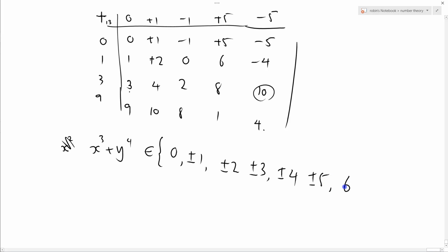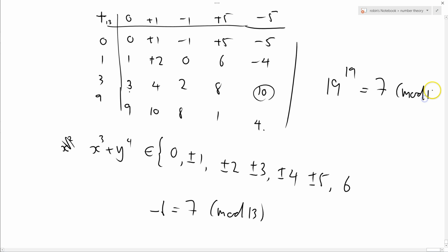Or 6. Have I got a minus 6? Ah, well, minus 6 equals 7 modulo 13. And we know that 19 to the power 19 equals 7 modulo 13. And that's precisely the one that's missing because we have no minus 6.